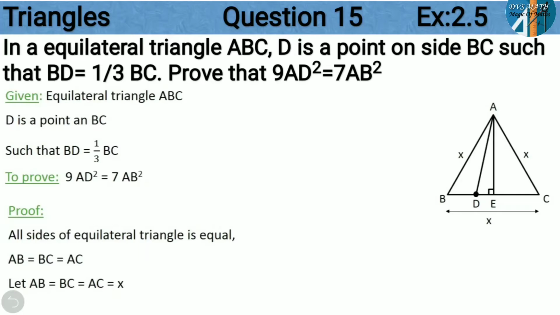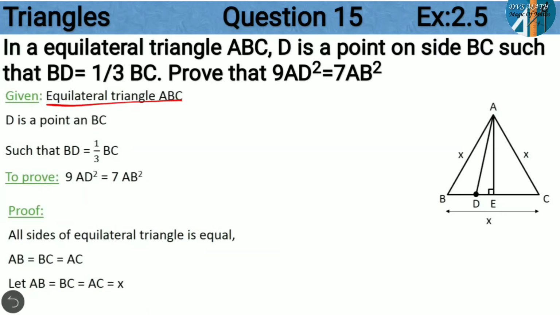In an equilateral triangle, in these types of questions you have to understand the question, then you start solving it. Okay, in an equilateral triangle ABC, D is a point on side BC such that BD is equal to 1 by 3 of BC. Prove that 9AD square is equal to 7AB square, and this is also very important related to the exam. So now let's start solving it.